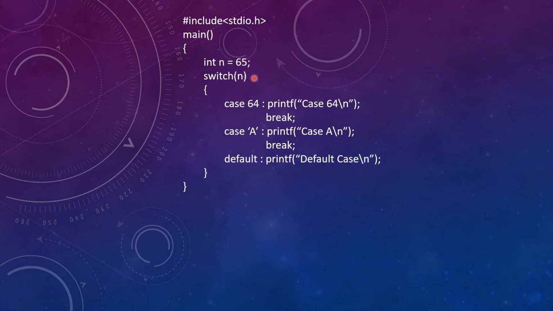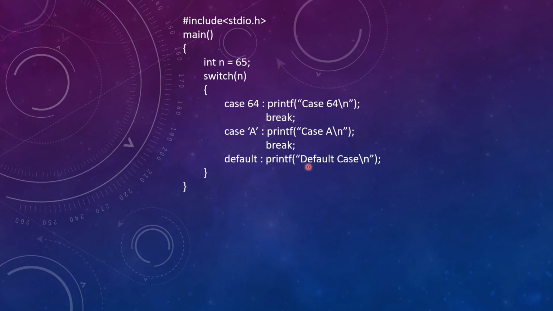Here the value of n is 65 and we need to match with the cases. Case 64 is not matched, so it won't be executed. But here a special thing is given, that is case 'a' character. 65 is not equal to 'a' also, because it is 'a' and it is 65, right? It is also not there. And then we are having default, meaning none of the cases were executed, so the default block will be executed, that is, the default case will be printed as the output.